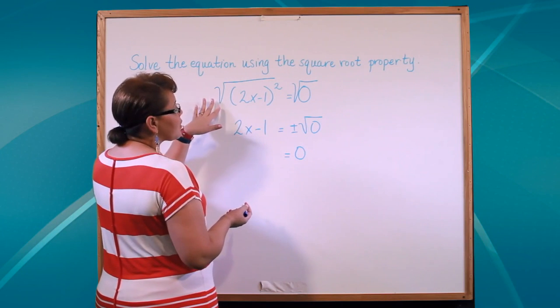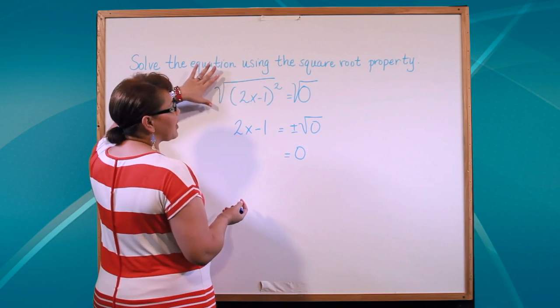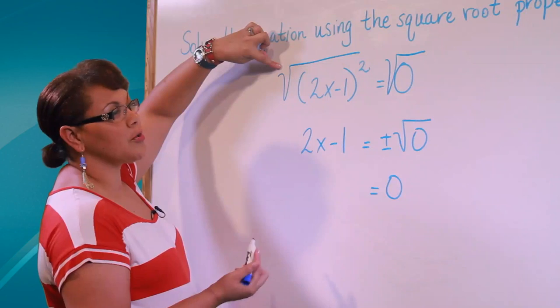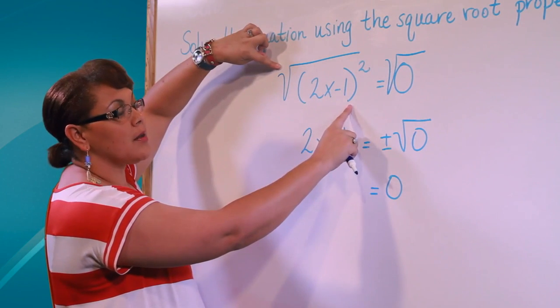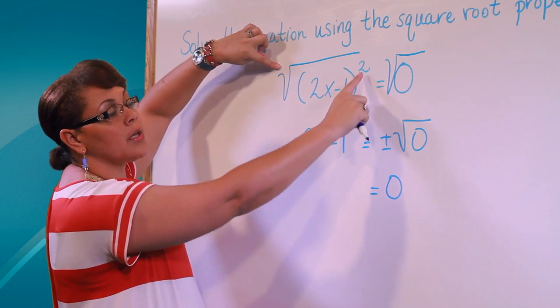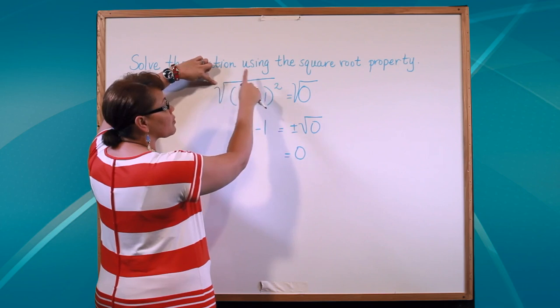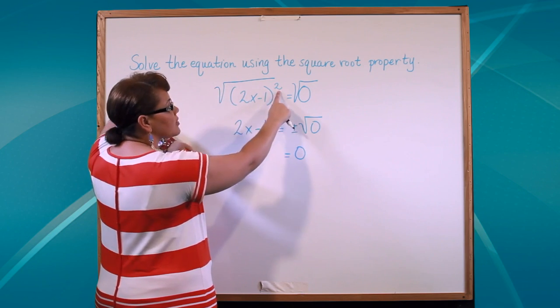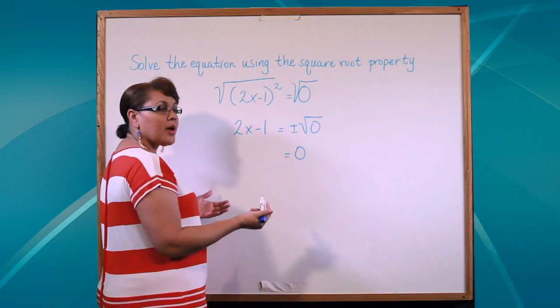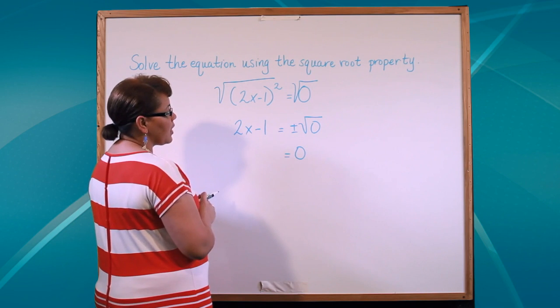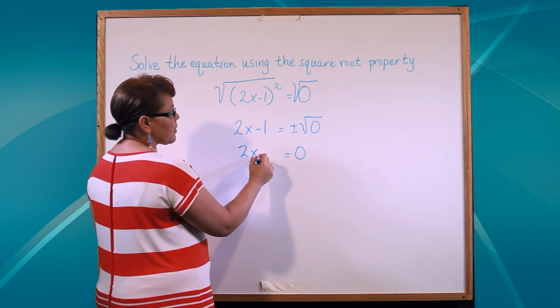On the left side of the equation, I'm applying my square root rules, and because my index is an understood 2, and because the quantity underneath the radical is raised to the second power, my rule says that when I take the square root of a quantity raised to the second power, it simplifies to the quantity underneath that radical. So that leaves me with 2x minus 1.